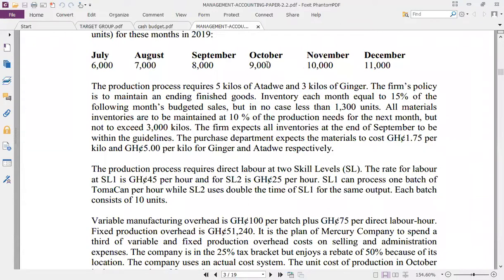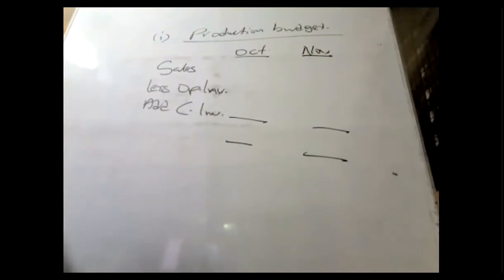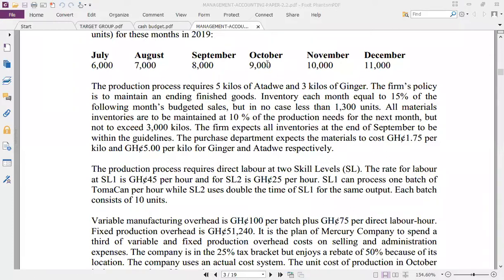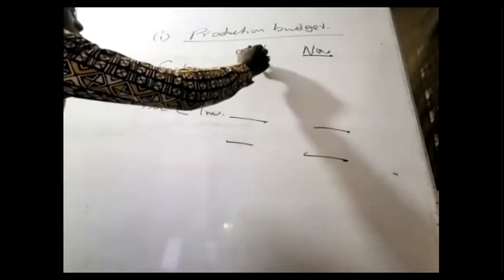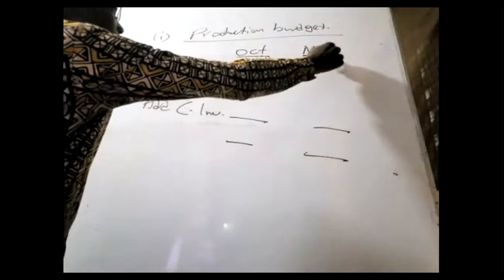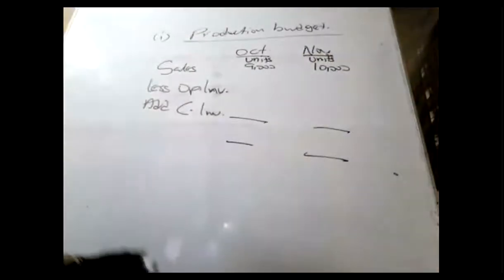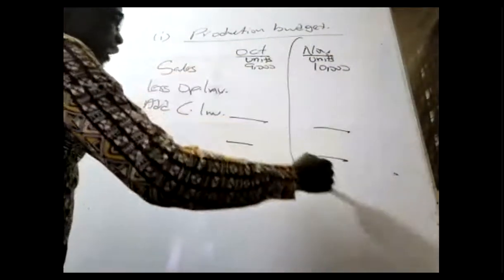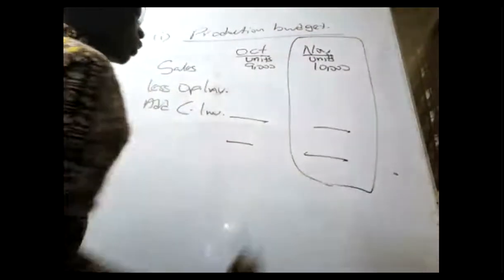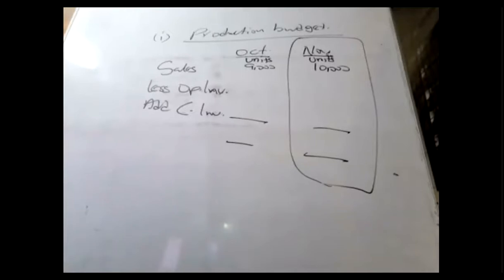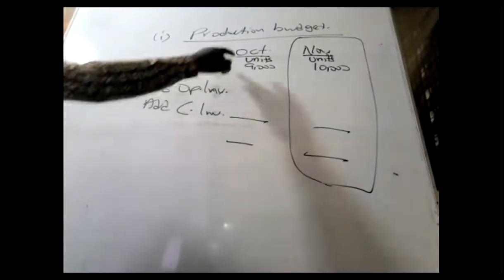So let's see. Sales for October is 9,000, November is 10,000. So let's record it. Let me put units here. I'm reporting the units: 9,000 and 10,000. Take note, this side is not part of the requirement, so if you are doing it, don't expect any marks. It can be for workings. The actual solution is just this one.